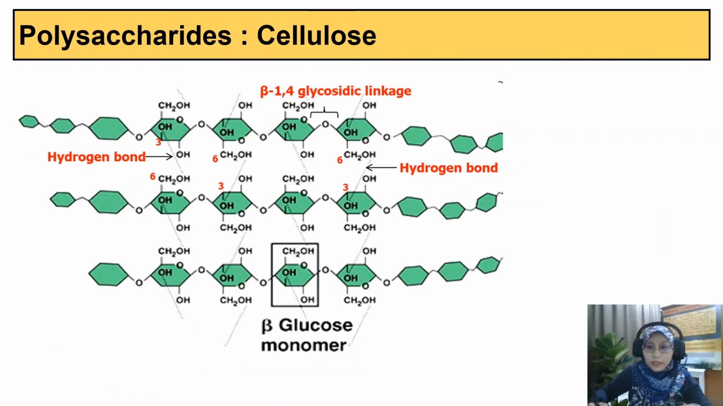Do you know why cellulose is suitable for the plant cell wall? It is due to the hard, strong and rigid structure of cellulose, because of the hydrogen bonds that link the adjacent chains of cellulose. So, it suits giving support or mechanical strength and gives shape to the plant cell.